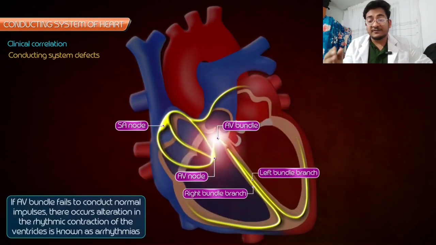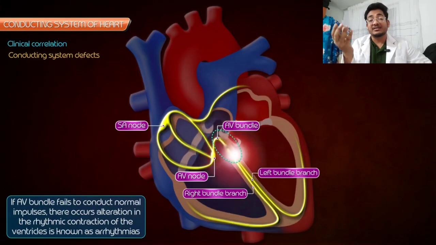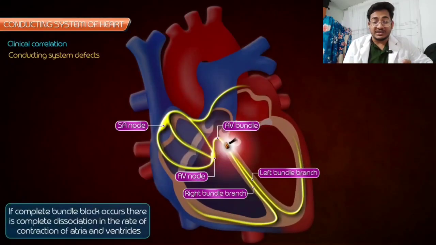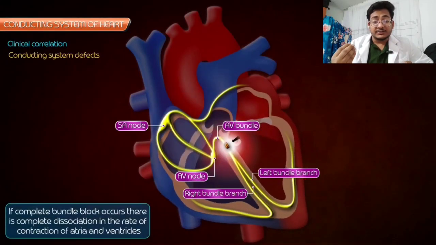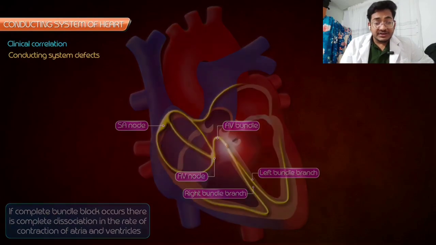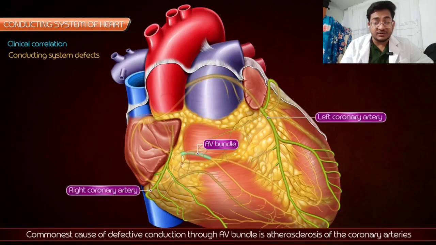If the AV bundle fails to conduct the normal impulses, there is alteration in the rhythmic contraction of the ventricle, which is known as arrhythmia. If there is complete bundle block, there is dissociation in the rate of contraction of atria and ventricle. The commonest cause of the defective conduction through the AV bundle is disease of the coronary arteries.